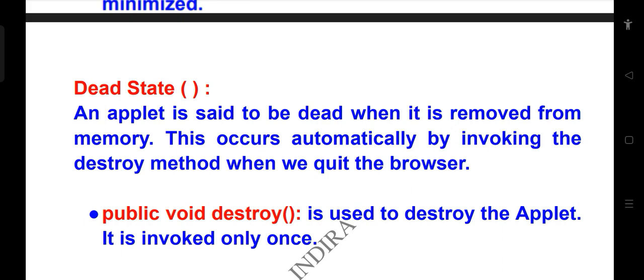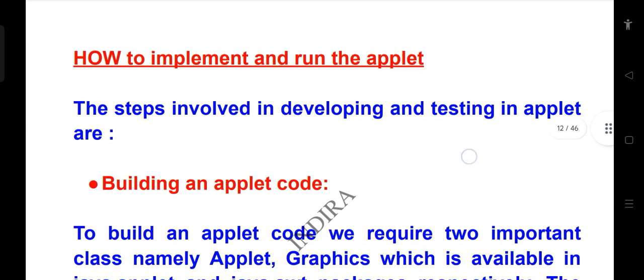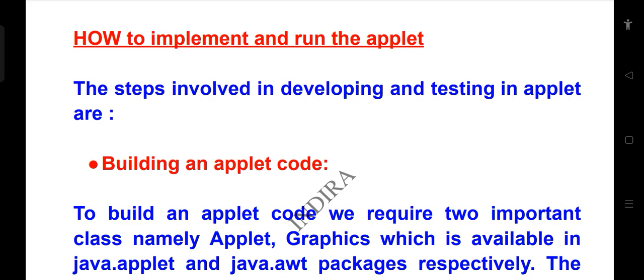So the destroying method, that means removing the applet from the allocation memory of the computer system, is the dead state, and this is the syntax of that. And how to implement and run the applet? Implementation means how to make the process run that applet. Running means checking or testing, and execution comes under running.